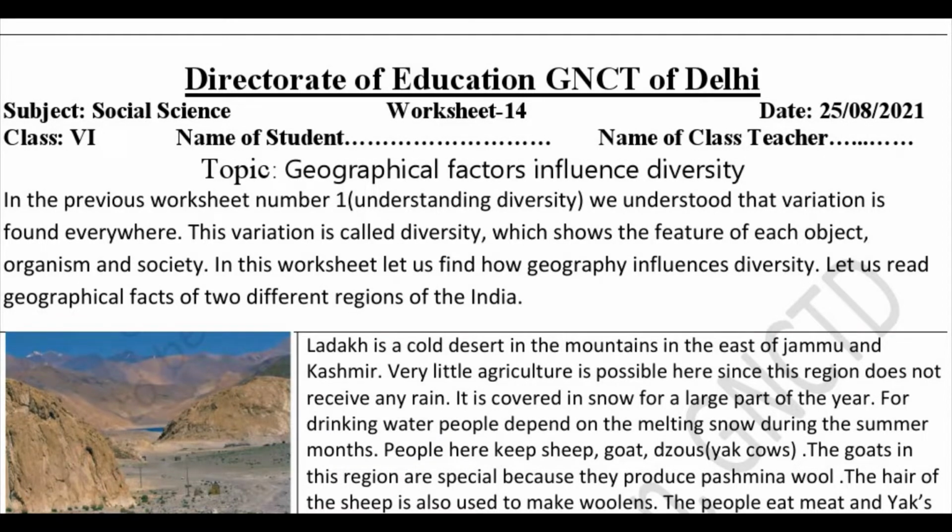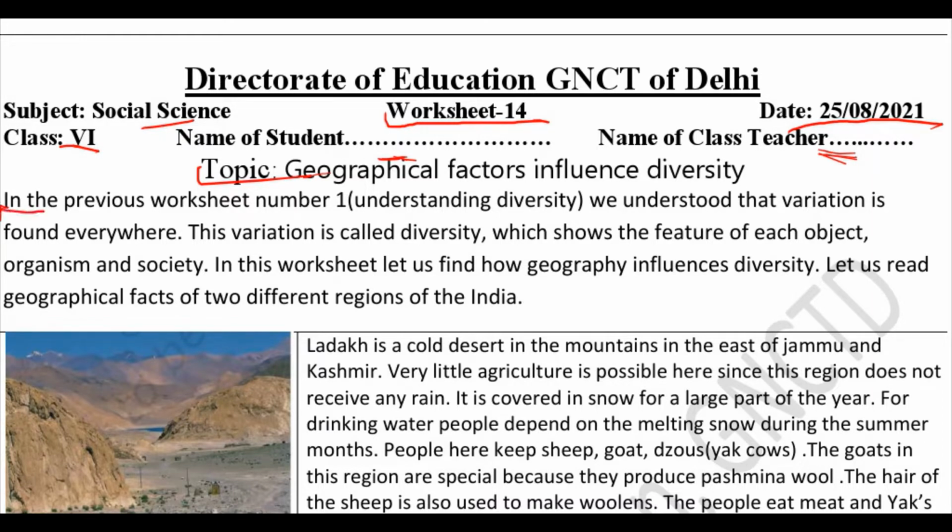Friends, in this video we are going to solve worksheet 14 of subject social science class 6, and here you need to write your name and here your class teacher's name, date 25 August 2021. So topic of this worksheet is geographical factors influence diversity. Okay, so let us start reading what is given.